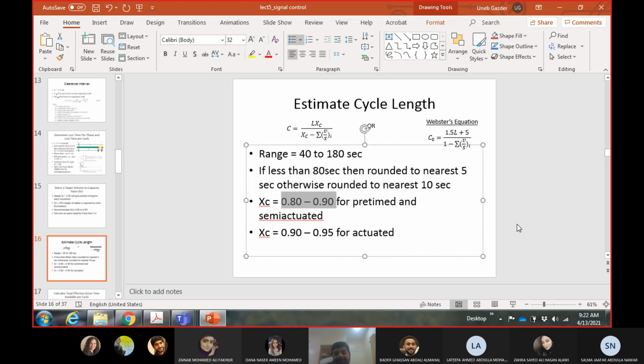Can someone guess the reason for this difference? Why do pre-timed signals have more margin of safety than actuated signals? Actuated means they have sensors in all directions. So why do we keep less margin of safety for these actuated signals? Can someone tell me?